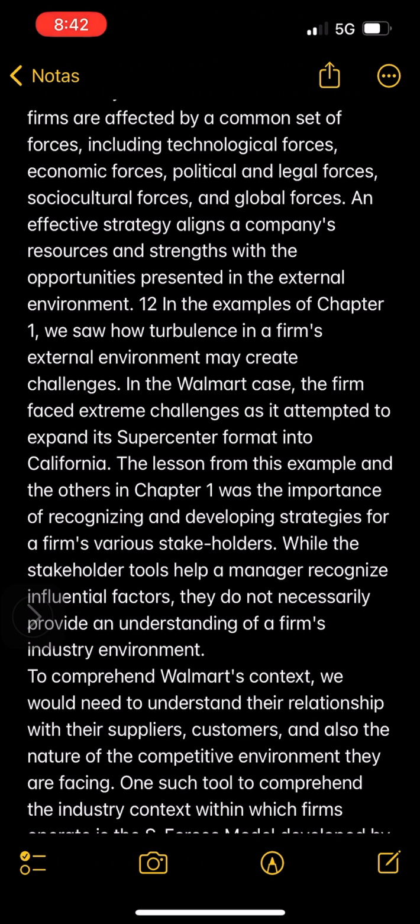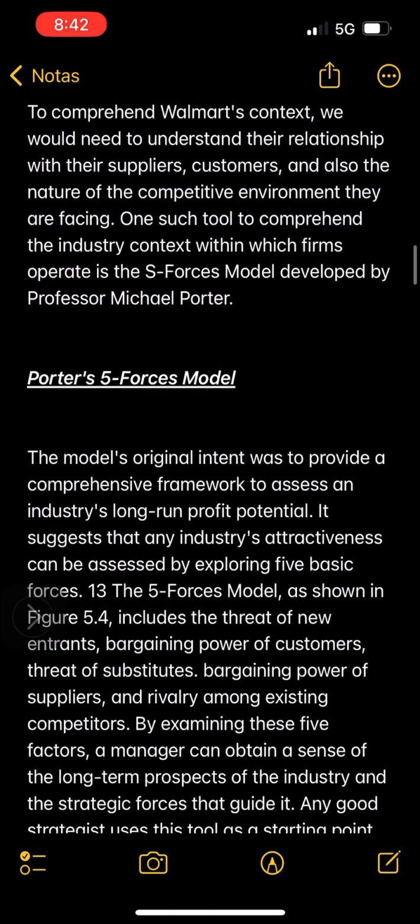To comprehend Walmart's context, we would need to understand their relationship with their suppliers, customers, and also the nature of the competitive environment they are facing. One such tool to comprehend the industry context within which firms operate is the 5 Forces model developed by Professor Michael Porter. Porter's 5 forces model.